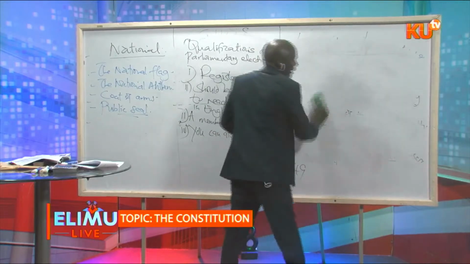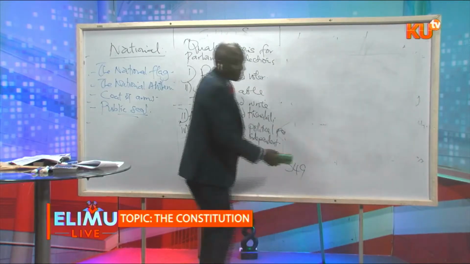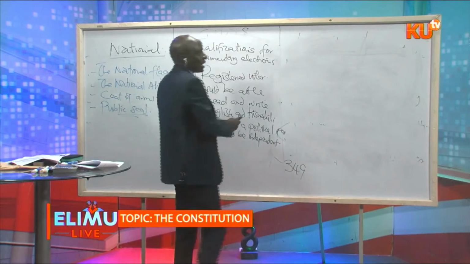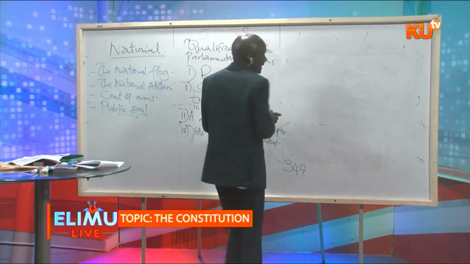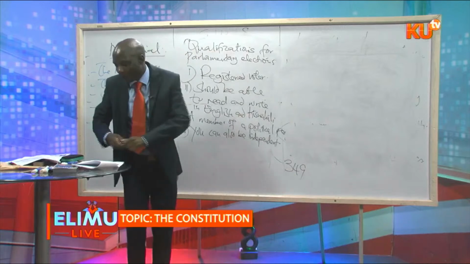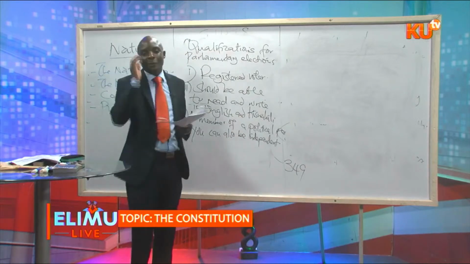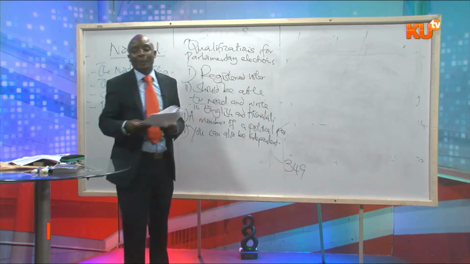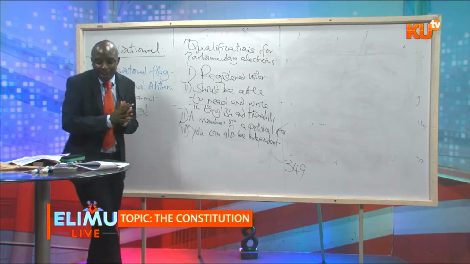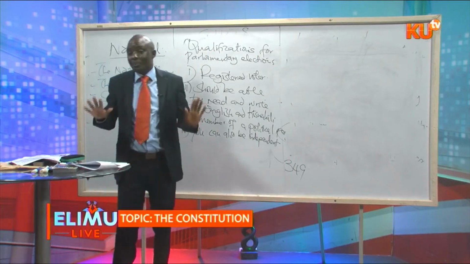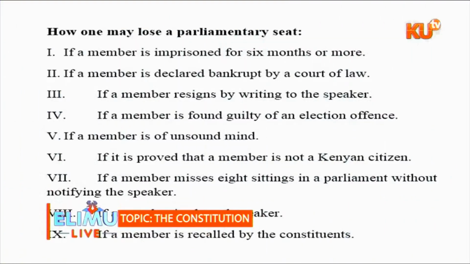Once you are a member of parliament, you've been elected, how can you lose? Let's finish up very fast. In fact, we have very few minutes, about 5 of them or less. Let me go through how one member can lose a parliamentary seat. One, if a member is imprisoned for 6 months. Two, if a member is declared bankrupt by a court of law. Three, if a member resigns by writing to the speaker.